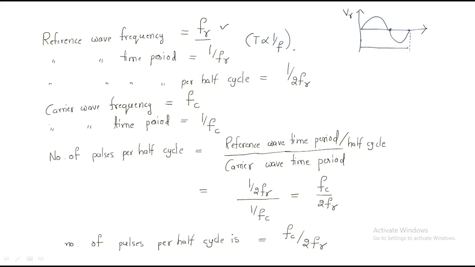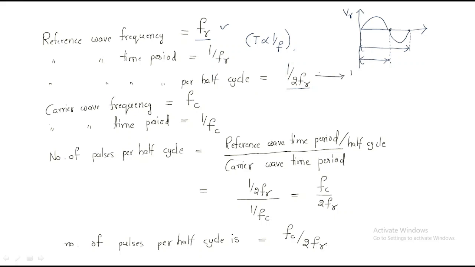This is for the complete time period. For example, if it is for the half cycle only, it becomes half. That's why 1 by 2 Fr. This is the 1 point: reference wave time period per half cycle equals 1 by 2 Fr.